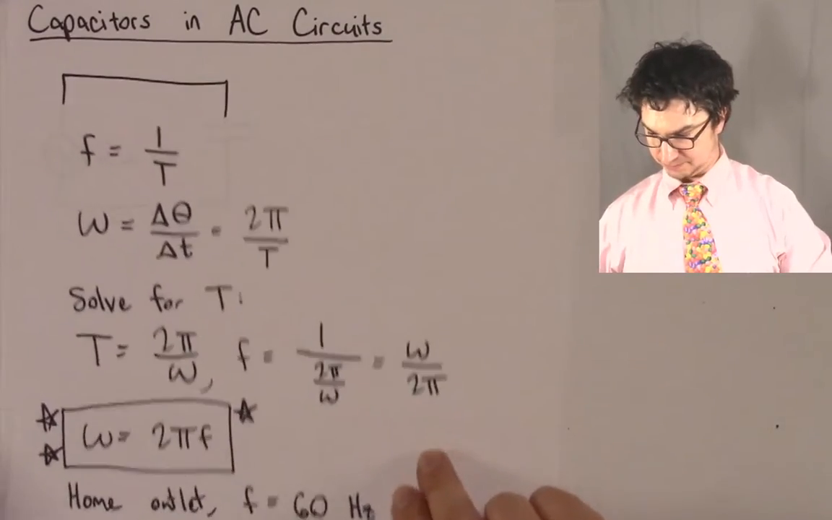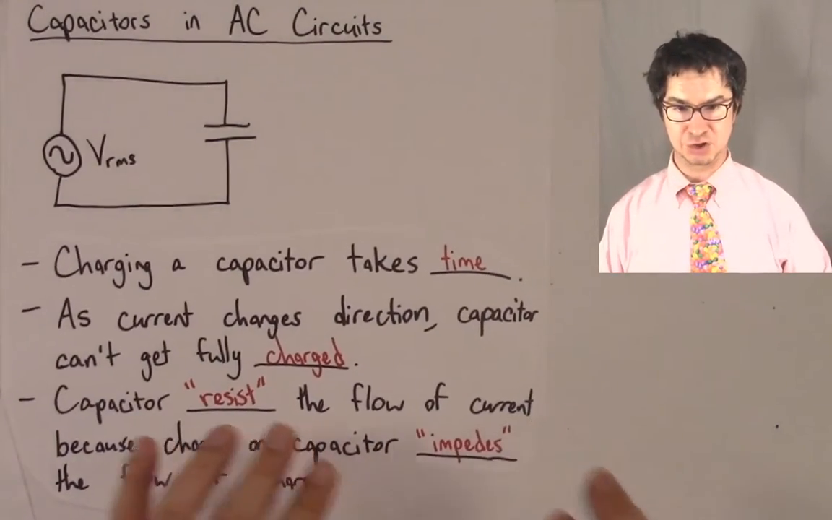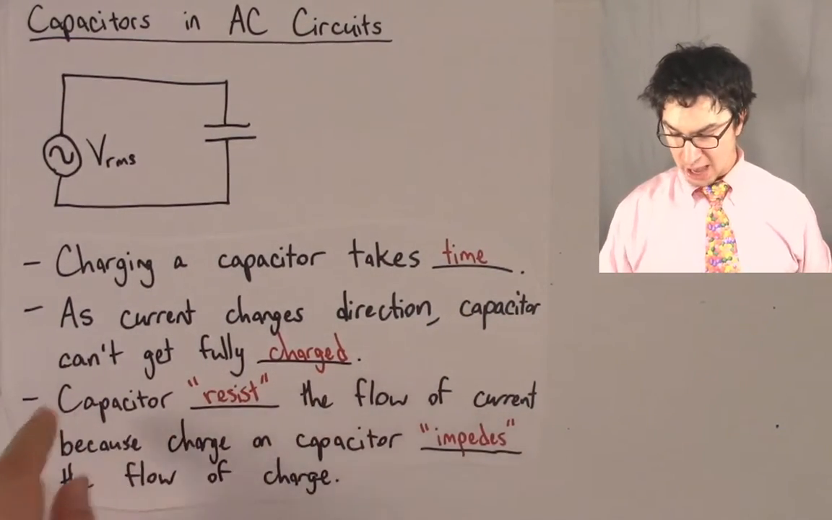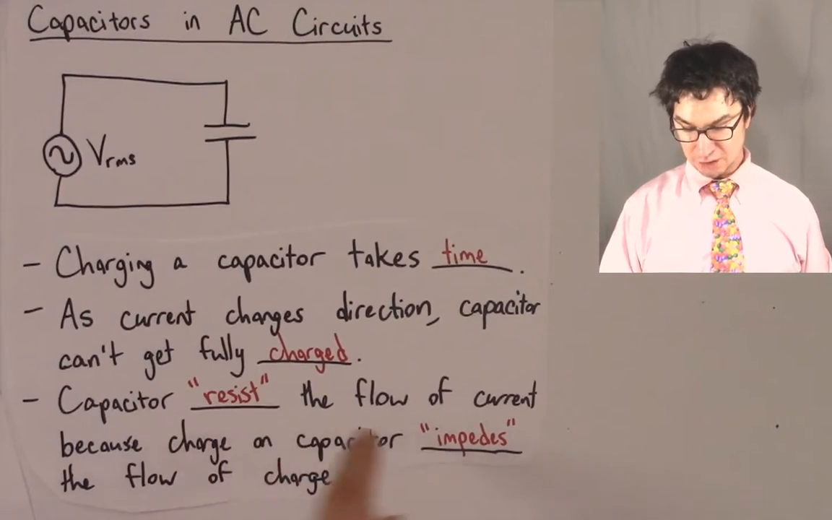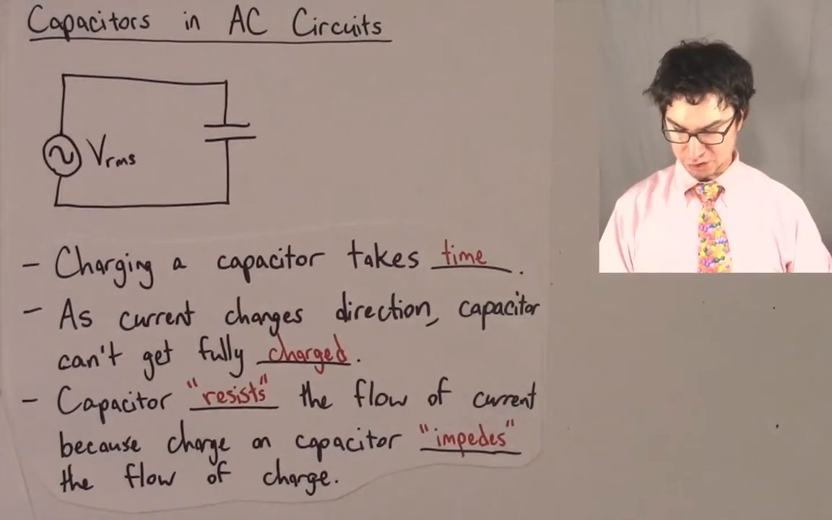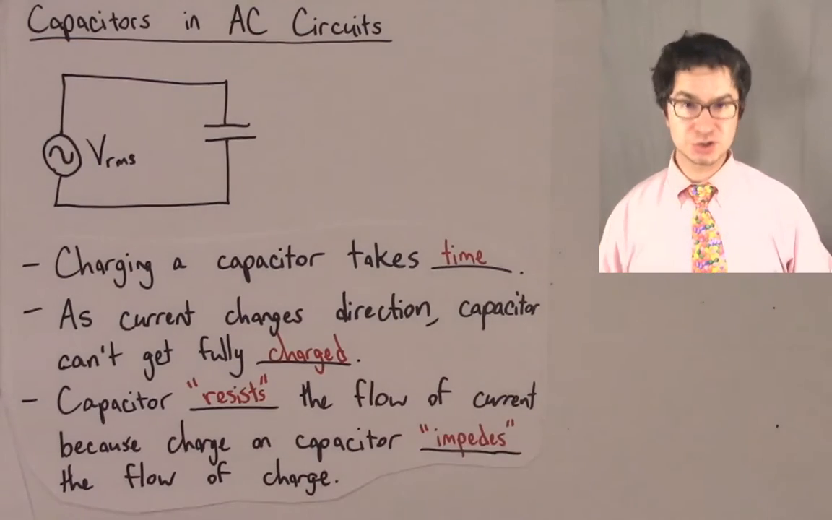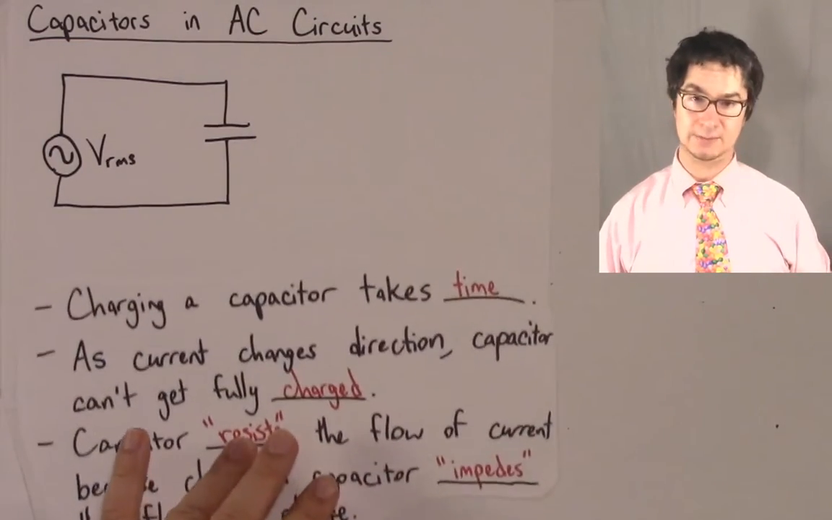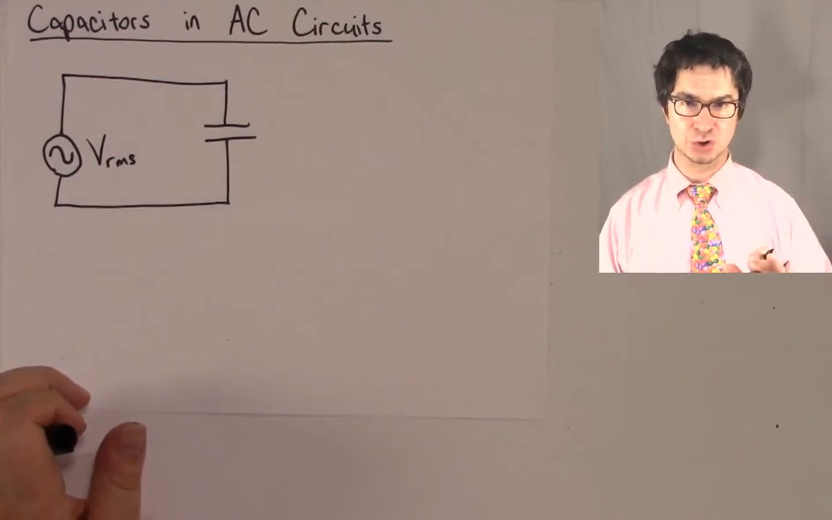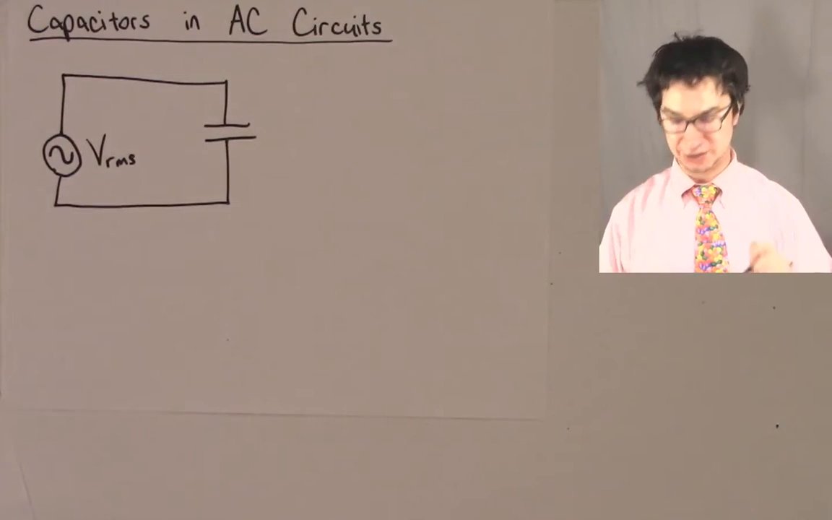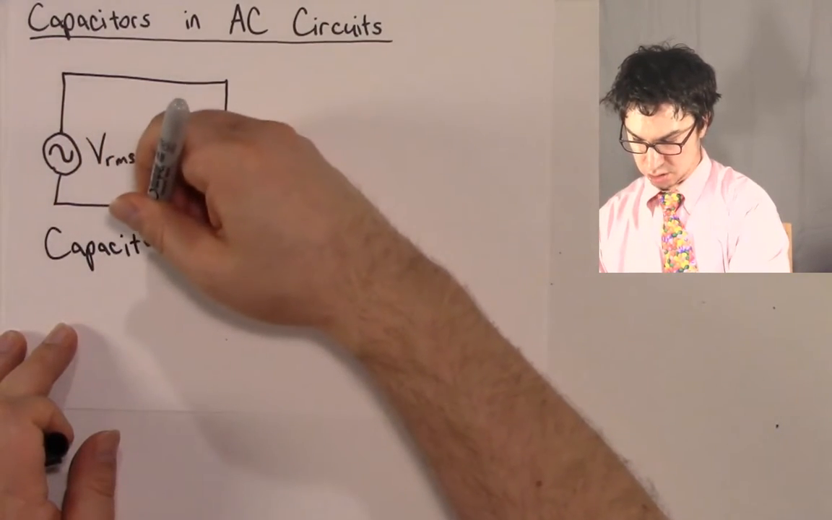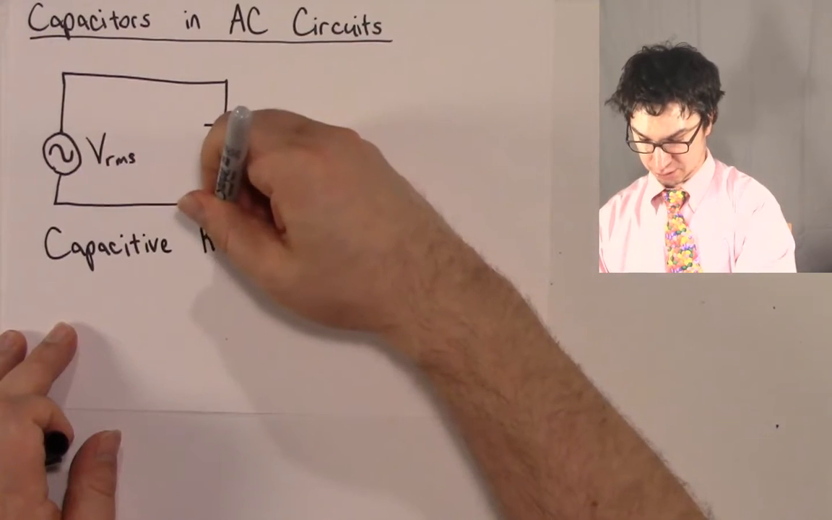Because we claimed that charging a capacitor takes time, and as the current changes direction, the capacitor can't get fully charged, and because we claimed that the capacitor resists the flow of current because the charging capacitor impedes the flow of charge, because of all this, we're going to make a fantastic claim here. You ready? We're going to claim that the capacitor offers its own resistance. We call that the capacitive reactance.